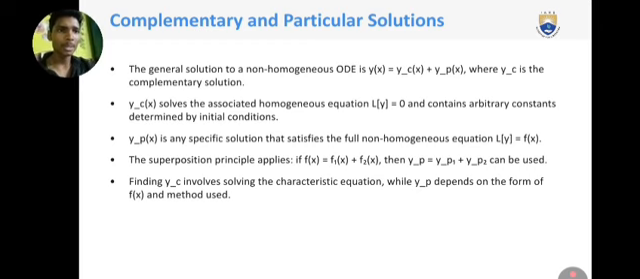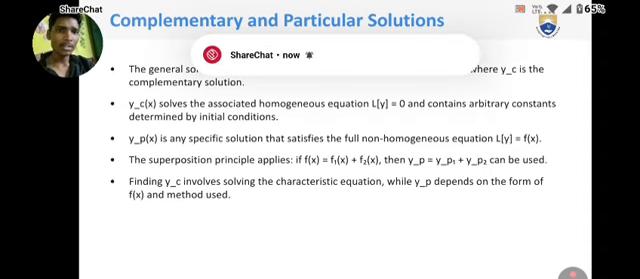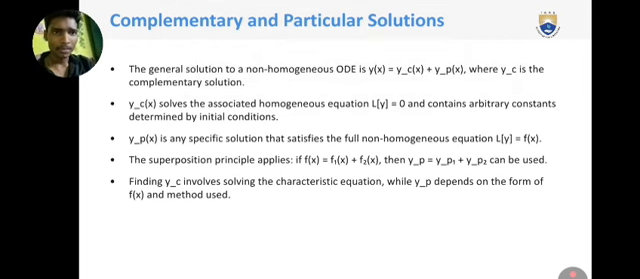Complementary and particular solutions. The general solution to a non-homogeneous ODE is y of x is equal to y c of x plus y p of x, where y c is the complementary solution. y c of x solves the associated homogeneous equation L of y is equal to 0 and contains arbitrary constants determined by initial conditions.